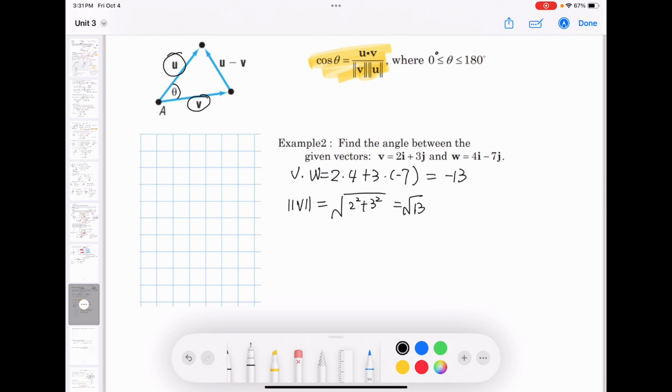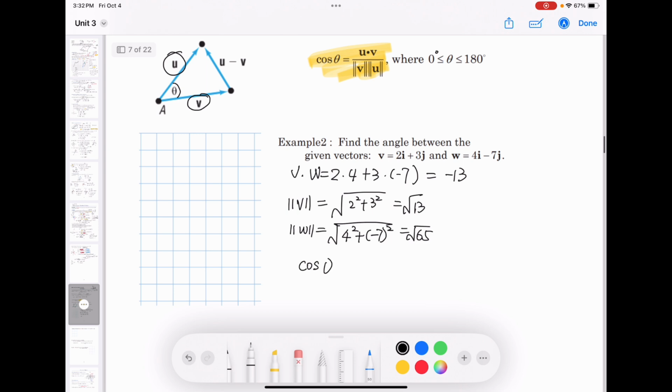And then find the magnitude of w. This time I didn't make a mistake. It is equal to the square root of 4 squared plus negative 7 squared, which is 16 plus 49 is 65, the square root of 65. Now, let's list the equation. So cosine theta, where theta is the angle between v and w, is equal to the dot product. We can make it short: v dot w divided by the magnitude of v multiplied by the magnitude of w.